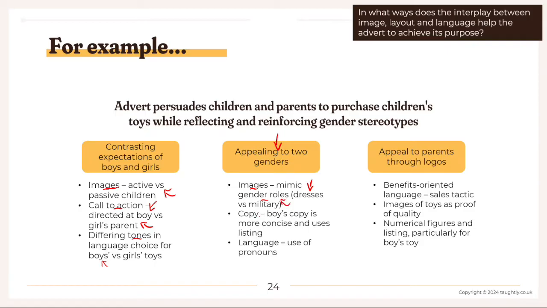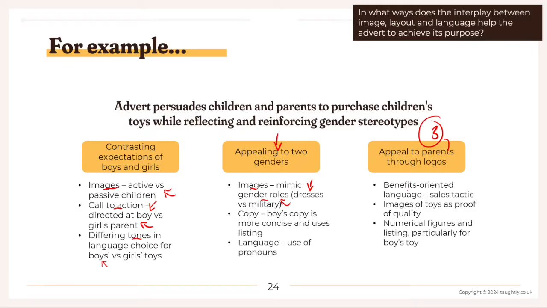In terms of copy, which means the text, the boy's copy is far more concise, it uses listing, whereas the girl's is one romanticized paragraph. And for language, I'm going to think about the use of pronouns. Finally, in my third paragraph, I'm going to think about, okay, how is this text really appealing to parents through logos, these are going to be my bits of evidence.